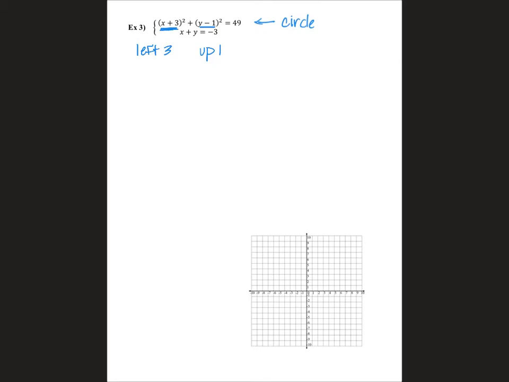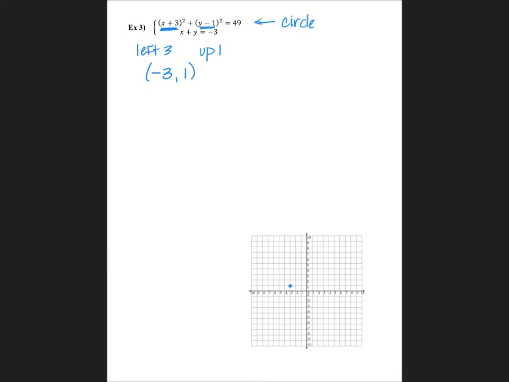The value that is added or subtracted to the y is telling me how far I move in the y direction. So if I write this as an ordered pair, left 3 from the origin is going to be negative 3, and up 1 is going to be a positive 1. So that means my center point is over 3 and up 1.